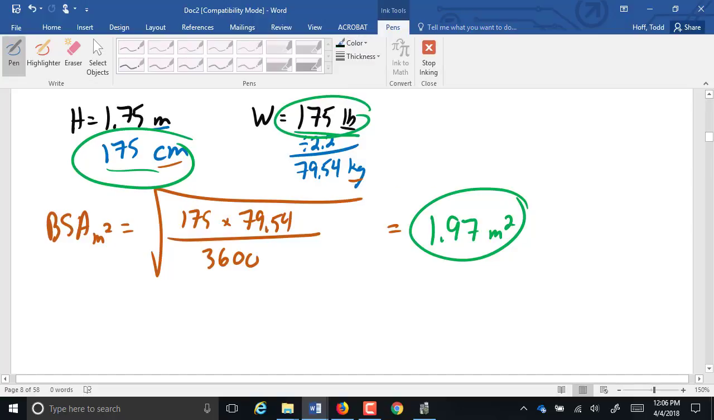So now let's take a look at that nomogram, by the way, actually appears in your book twice. On page 192 and again on page 193 in your textbook, so that you can use that.